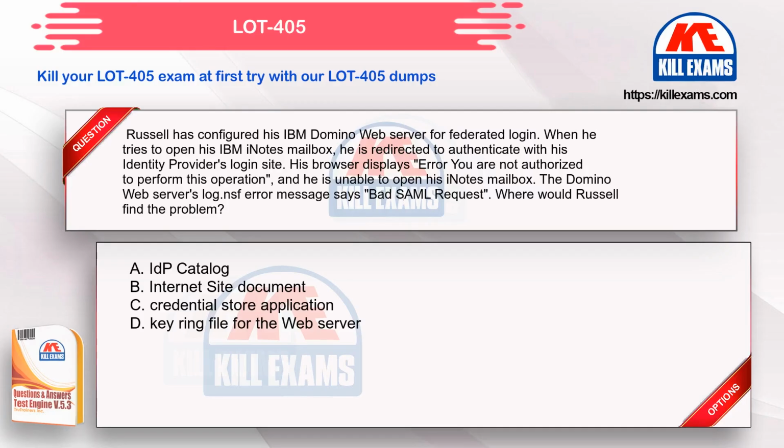Russell has configured his IBM Domino web server for federated login. When he tries to open his IBM iNotes mailbox, he is redirected to authenticate with his identity provider's login site. His browser displays the error "You are not authorized to perform this operation," and he is unable to open his iNotes mailbox. The Domino web server's log.nsf error message says bad SAML request. Where would Russell find the problem?